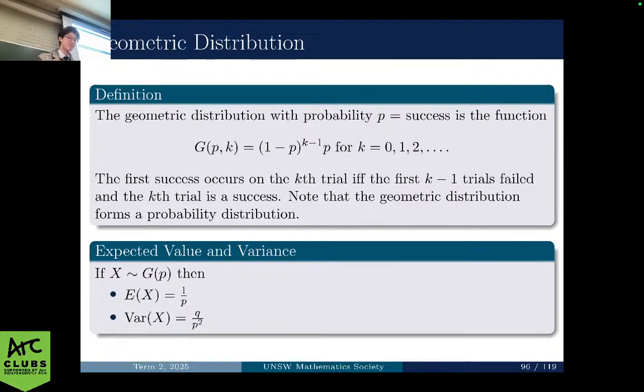So the geometric distribution is kind of similar to the binomial distribution. But instead, the distribution measures the probability of a success occurring after a certain number of failures. So essentially, if we take the k-th trial, we want that trial to be a success and every other trial before that to be a failure. And so it has expected value 1 on p and variance q on p squared, where q is just 1 minus p.